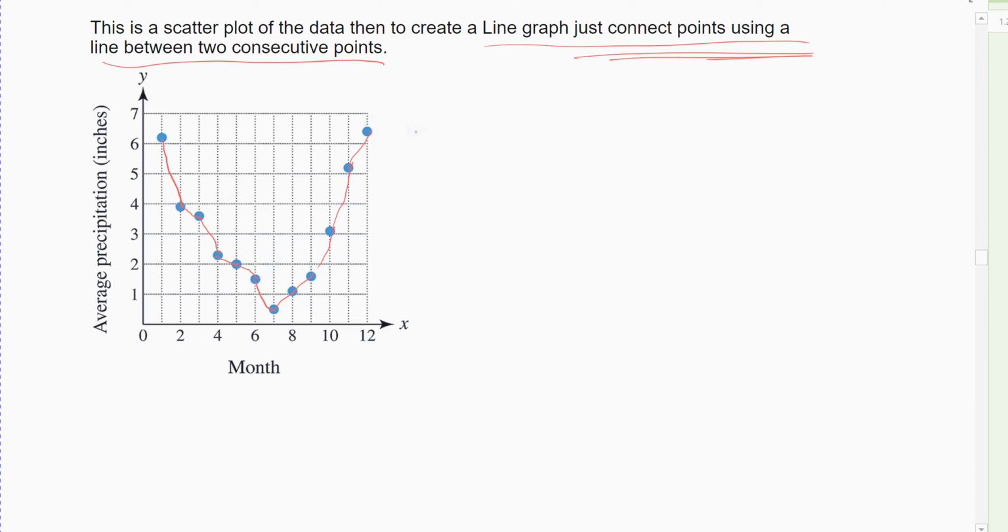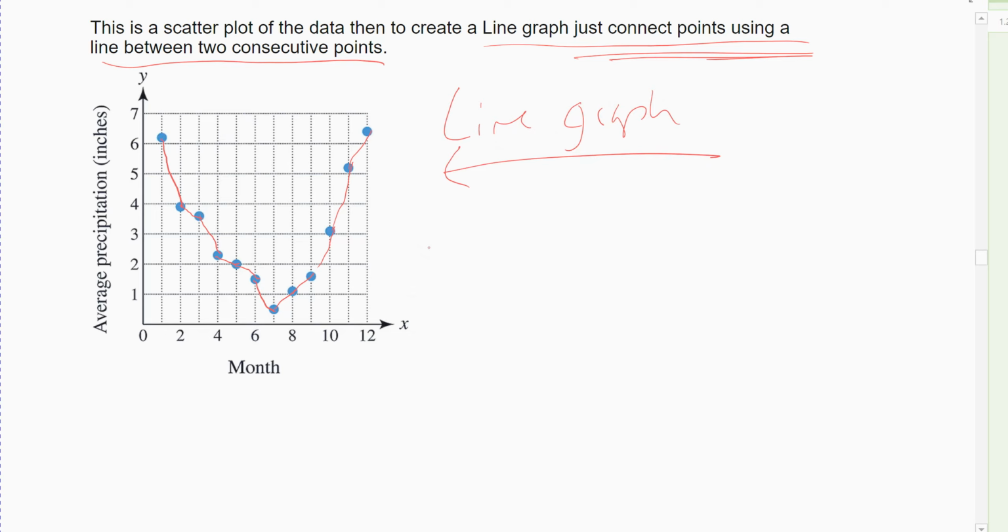So you take each individual point, and there is my line graph. Alright, that's it. I take my scatter plot and connect the dots. Between each dot, it's a line. So even though it doesn't necessarily look like it, there are supposed to be straight lines between the points.